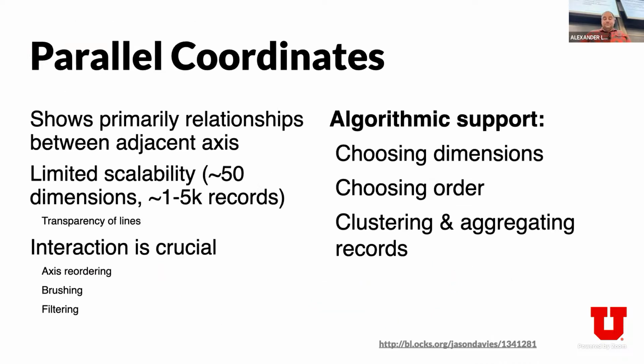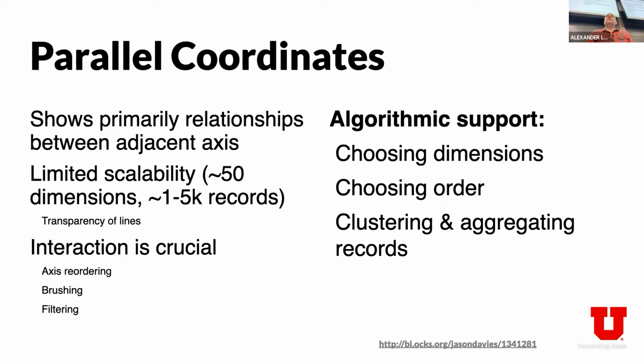That's the other question. So in summary, parallel coordinates show primary relationships between adjacent axes. They work up to 50 dimensions and about 1 to 5,000 records. It's very important to use transparent lines, because with completely opaque lines you will have cluttering immediately. Interaction is crucial. Axis reordering, brushing, and filtering are important ones.